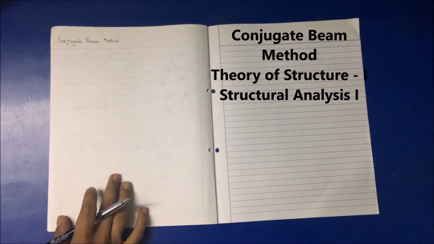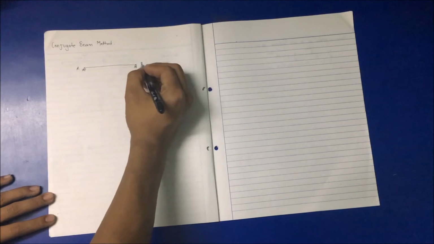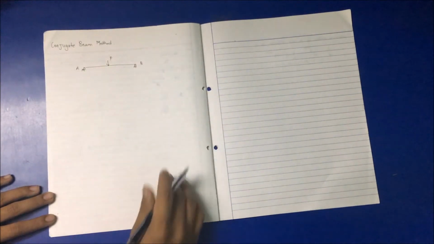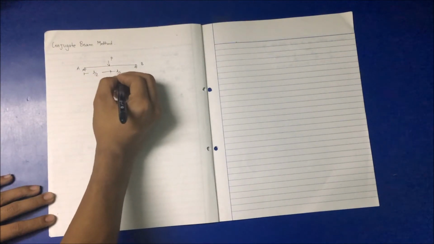So in this video we'll discuss the conjugate beam method to determine the deflection and rotation at a particular point. For this, let me take a simply supported beam AB, and a point load P acting at midspan, L/2 and L/2. So this is the given criteria.